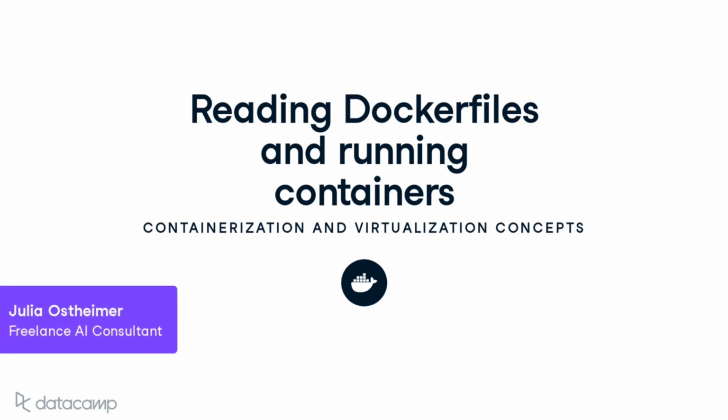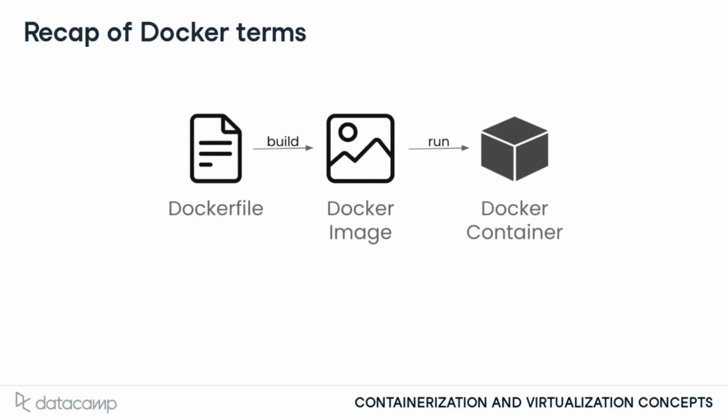To finish the course, we will run our own Docker container. First, let's review some key Docker terms. The Dockerfile is a text file that defines the contents of a Docker container. The Docker image is the blueprint for a Docker container. We use the Dockerfile to build the Docker image. The Docker container is an actual instance of a container based on the Docker image.